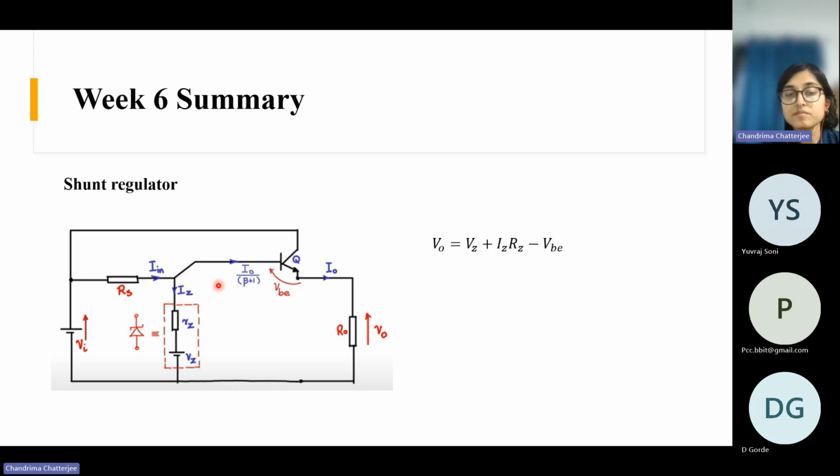And if you are giving some base drive to the BJT, the BJT will turn on and then load current will flow through the load. Because the BJT will be on and some load current will flow through this BJT to the load.